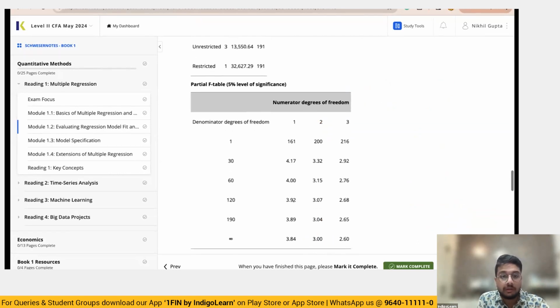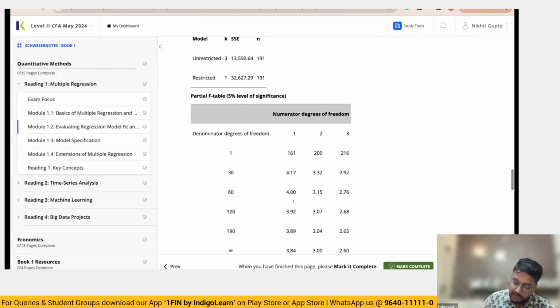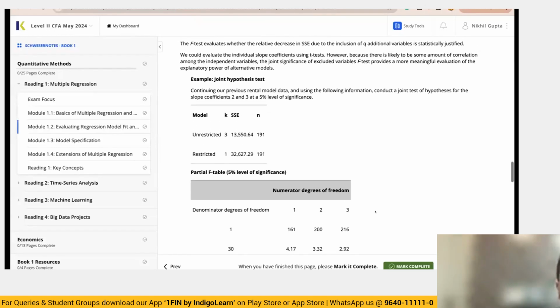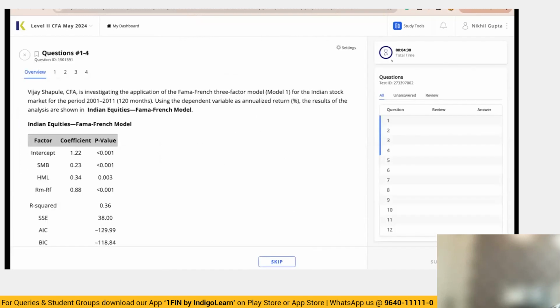Now I have to first calculate the F statistic. So try to calculate the F statistic. I'll just share the values now because some of them don't have access. Let me share the screen again. Quickly note down these values, everyone.